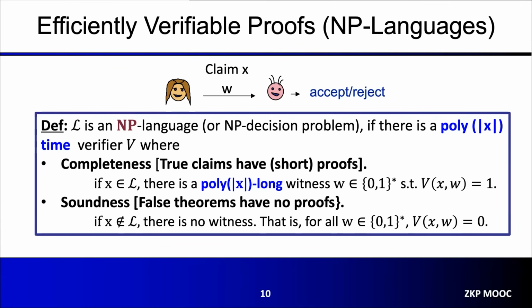We also need soundness, and that is to make absolutely sure that when x is not in the language, for this example, n is not a product of two primes, then there is no witness that will convince the verifier to accept. In other words, for all strings W that the prover may send, the verifier will reject. So we usually talk about completeness allows honest provers to convince the verifier. Soundness ensures that regardless of what a cheating prover is trying to do, he will not be able to convince you of the correctness of an incorrect claim.